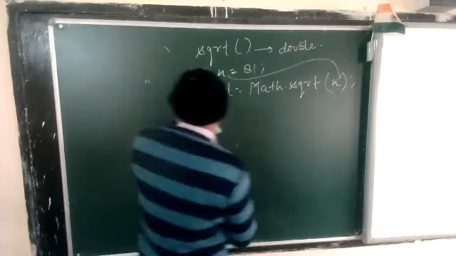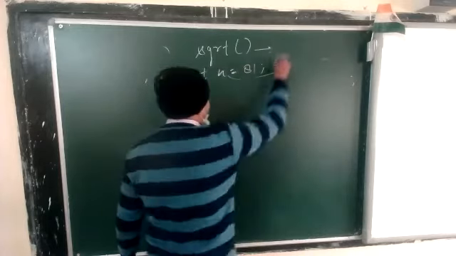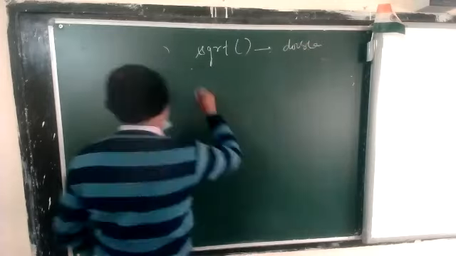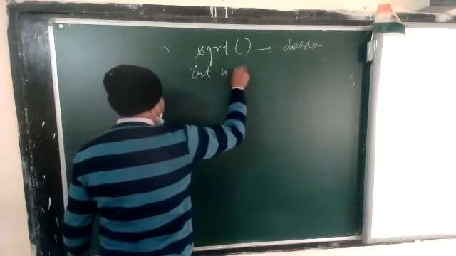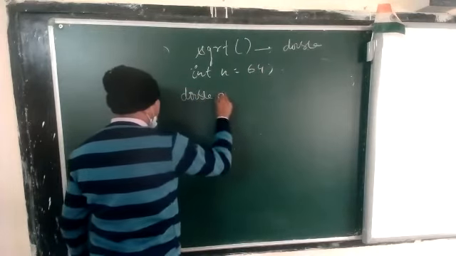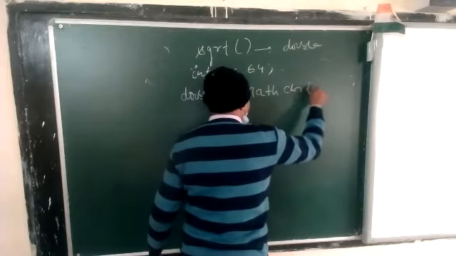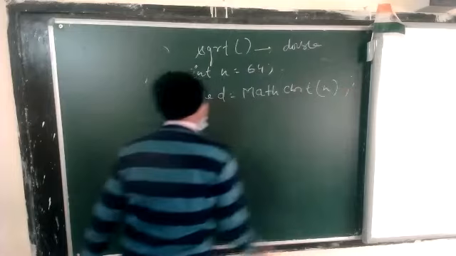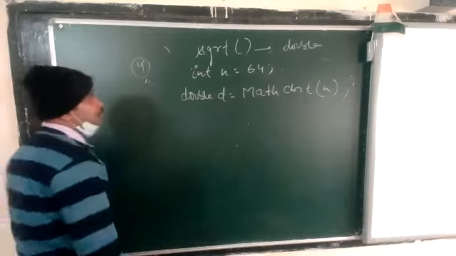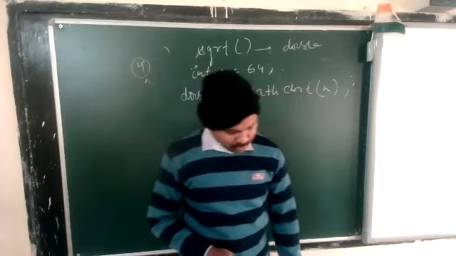Now the next one is cbrt. That also returns double type. For example, we can take int n equals 64. Then we can write double equals Math.cbrt, pass it, and it will return the cube root of that number, that would be 4. So this is how it is calculated.